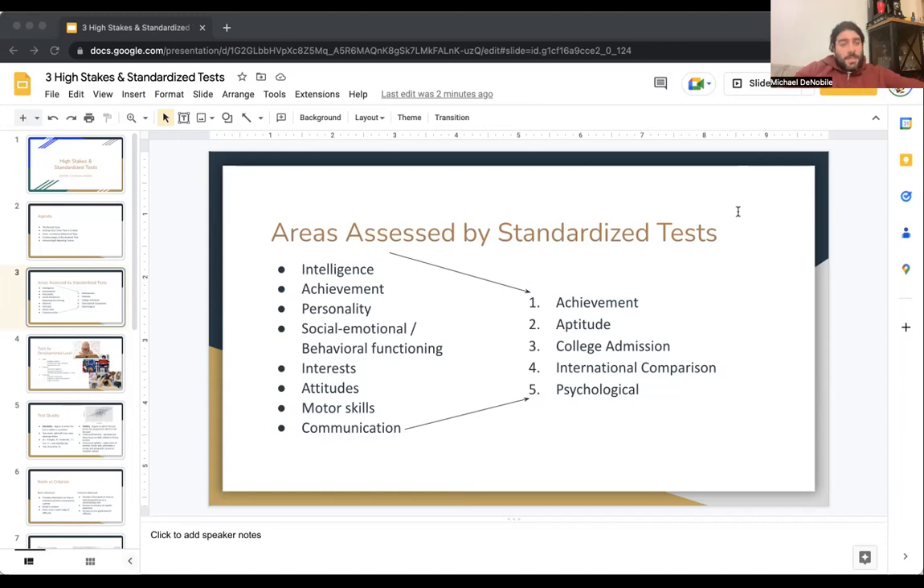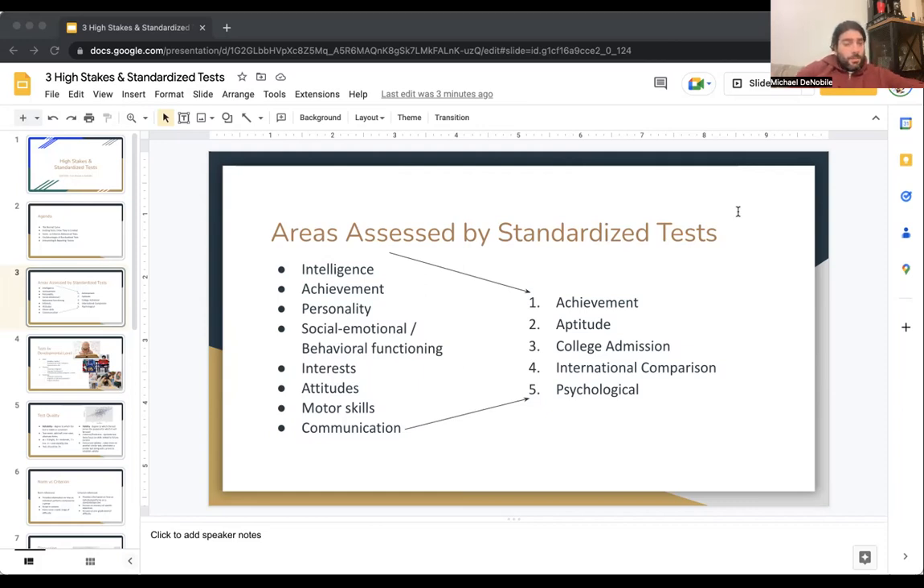Then you have aptitude tests, which measure our potential abilities. If you think of, for example, college admission tests like the SAT, which is an aptitude test, what is the potential success in college? What skills do the students currently possess based off of this test that's going to measure their potential success in college? Or like the ACT is more of an achievement test, because the ACT tests have you learned what you need to in order to be successful in college.